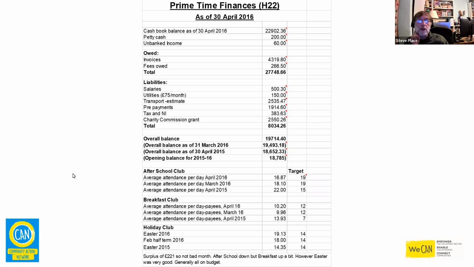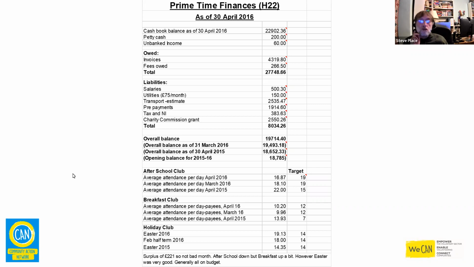But then obviously we've got liabilities. Staff are always paid about the third week of each month, so there's usually a week of salaries in April, and that's 500 quid. We pay our energy bill once every 6 months. Transport was when we were using minibuses to pick up kids. Prepayments is for when some people pay in advance. Tax and NI is on what we owe HMRC. And then there's a grant that we've got to use for a particular purpose. So that gives us our total liabilities.